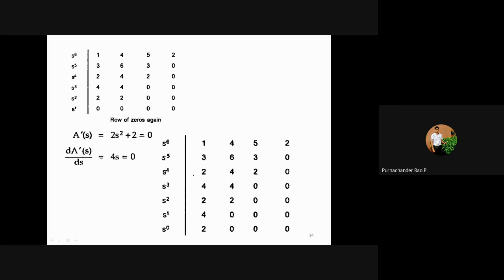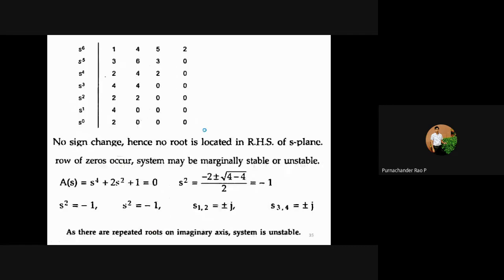Okay, so once you redraw this, here this is the 4 for s power 1, and this value 4 can be replaced here. Now we need to proceed for s power 0. So 8 minus 0 by 4, so you are going to get 2. Now if you observe this first column, are there any sign changes? There are no sign changes.